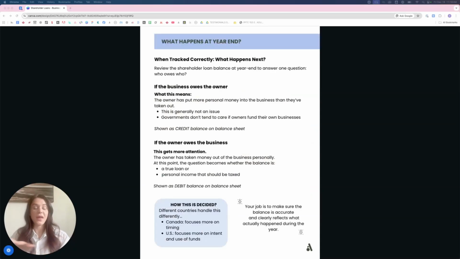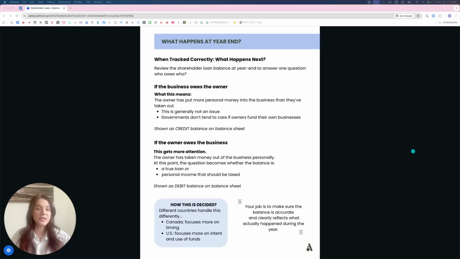Now, if we assume that everything was tracked properly throughout the year, what happens next? At year end, we're going to be left with a balance in the shareholder loan account. And what normally happens is if you have a bunch of different accounts that all mean the same thing, you're going to amalgamate them, which is a fancy way of saying combine them all together. And the question simply becomes who owes who.